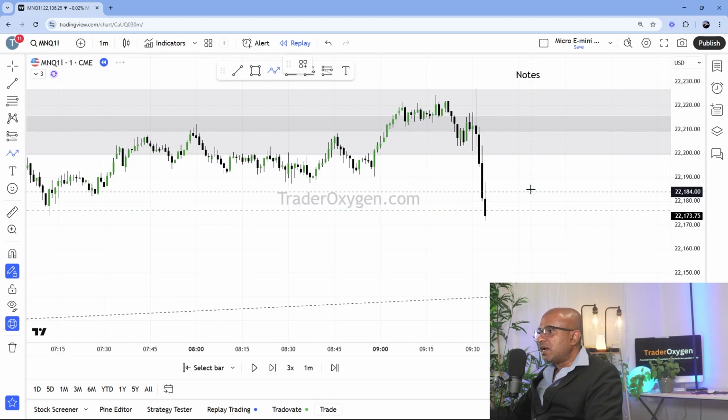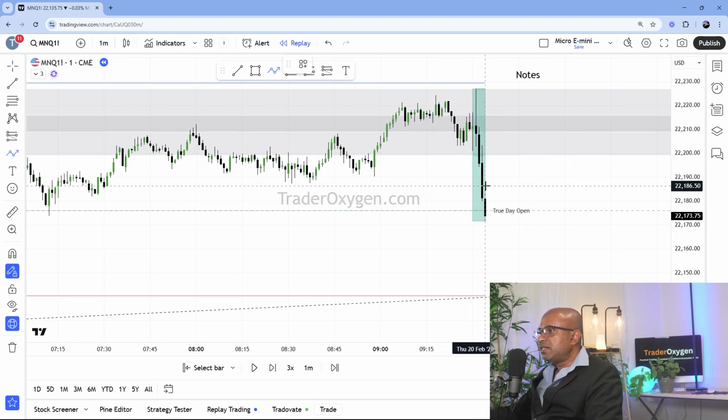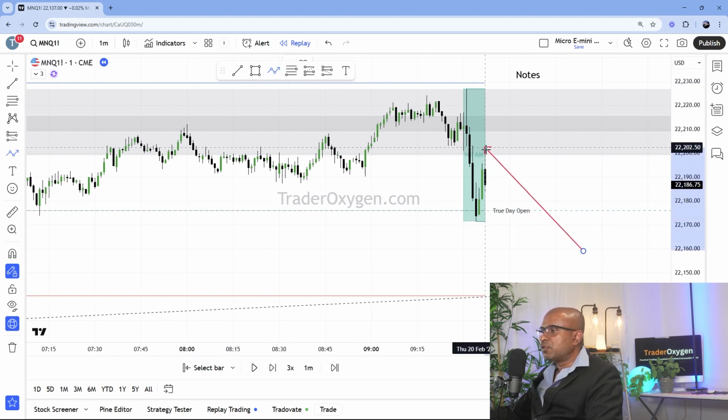So in the 1-minute chart, if we look here, you can see the price push down strongly. And now what we look for is a possible entry. Now the price is coming into a possible retracement.